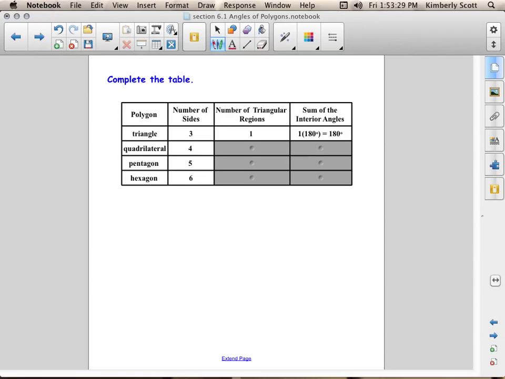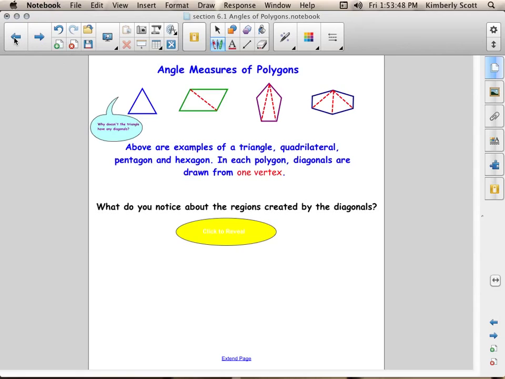That's what I'm getting. All right. So for the triangle, we had one region, and a triangle has 180 degrees in it. So the number of degrees of the interior angles is 1, because we had one triangular region, times 180 equals 180 degrees. But if we go back here and we look at this hexagon that we had, there are 4 triangular regions, 1, 2, 3, and 4. And each one of them has 180 degrees in it.